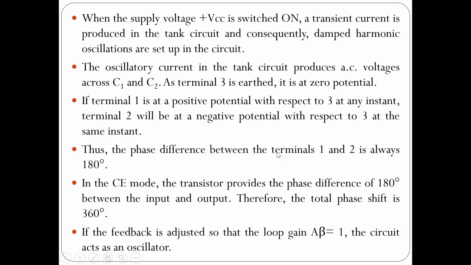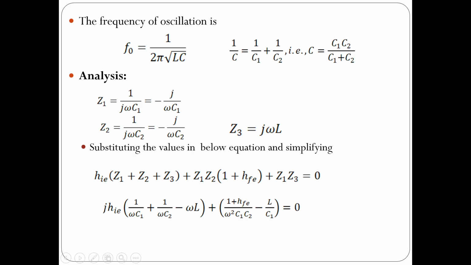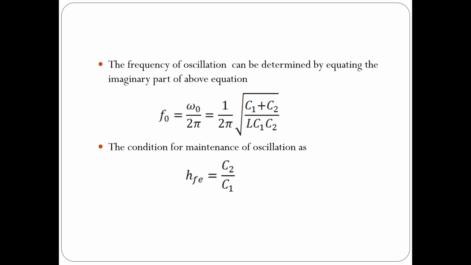The phase difference between terminals 1 and 2 is always 180 degrees. Therefore, the total phase shift is 360 degrees. If the feedback is adjusted so that the loop gain A beta is equal to 1, then in the analysis of the given circuit, the frequency of oscillation F0 is equal to 1 divided by 2 pi root of LC. So the final one, F0 is equal to 1 by 2 pi into root of (C1 plus C2) divided by (L C1 C2).